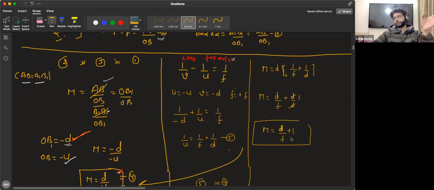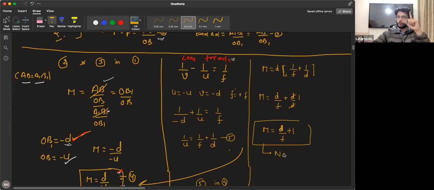So d by f plus 1, where d is the least distance. And one more thing, this is not a general formula. It's not valid for every instrument. This is valid for a simple microscope only. Even for a simple microscope, this is valid for the case when your final image is at least distance. So it's not a general formula, it's a particular formula.